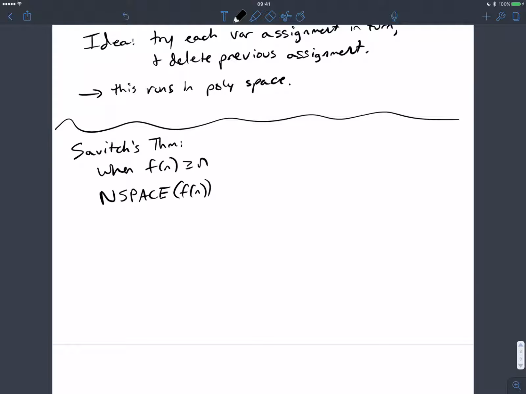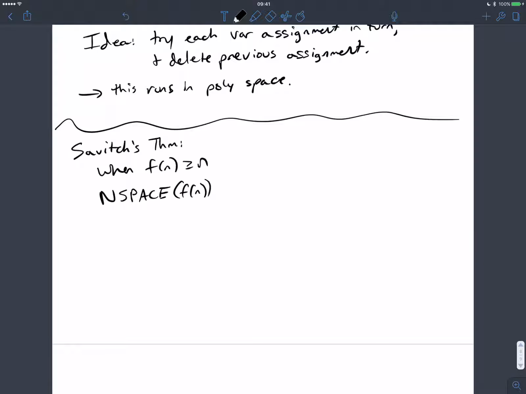That notation seems a little weird, the f of n being greater than n. Yeah, if this function is at least n. It could be like n log n or whatever.